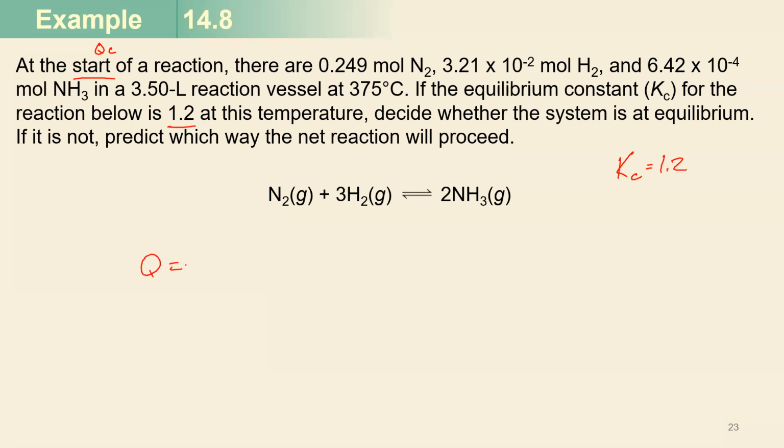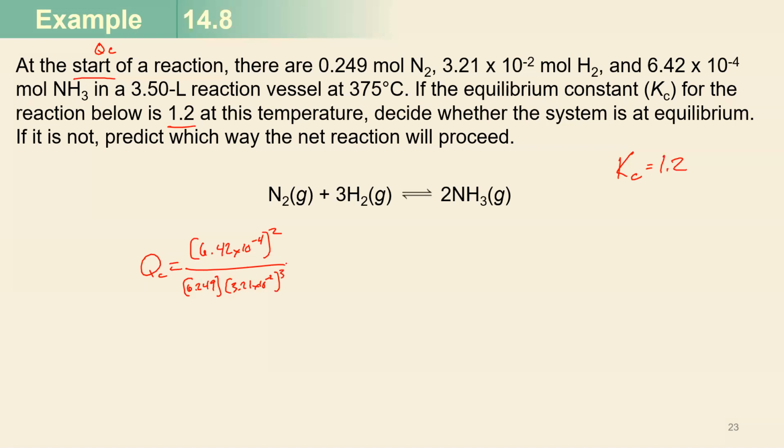Again, it's just like calculating K. It's the concentration of the products, 6.42 times 10 to the negative 4, squared, divided by the concentration of the reactants, 0.249 times 3.21 times 10 to the negative 2, cubed.